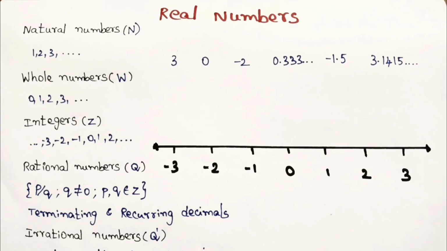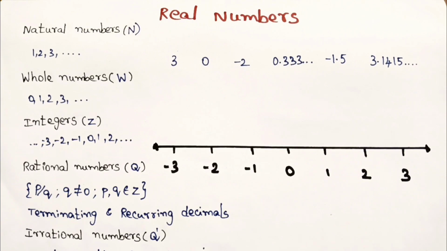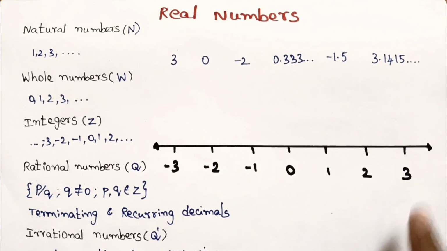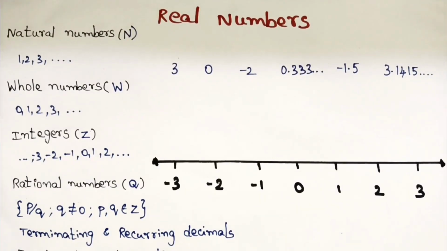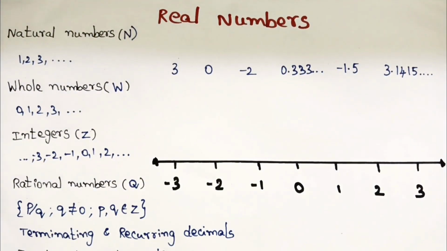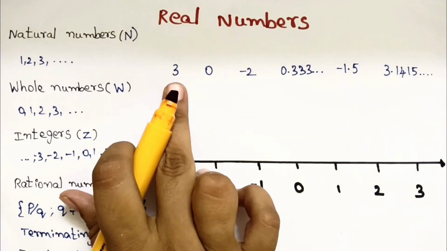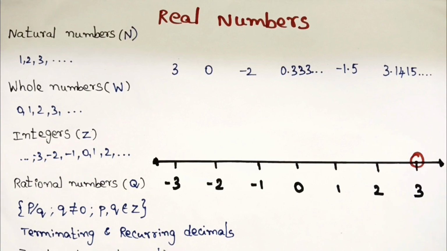Real numbers. What are real numbers? A real number is any number that can be found on the number line. Any number that can be represented on the number line is considered as a real number. Natural numbers. Natural numbers are just counting numbers. 1, 2, 3, and so on. Representing 3 on the number line.